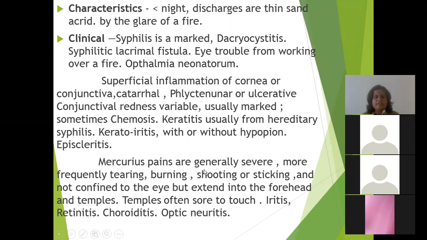Mercurius pains are generally severe, more frequently tearing, burning, shooting or sticking pains, and not confined to the eye but extend into the forehead and temple. Temples often sore to touch, iritis, retinitis, choroiditis.